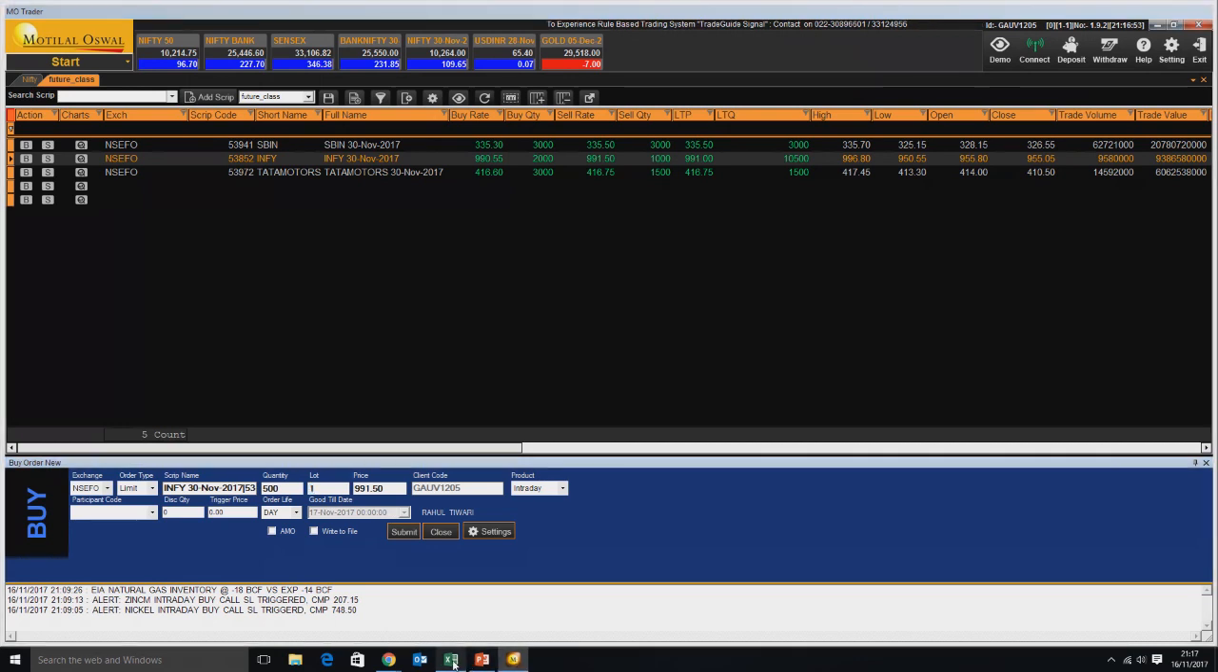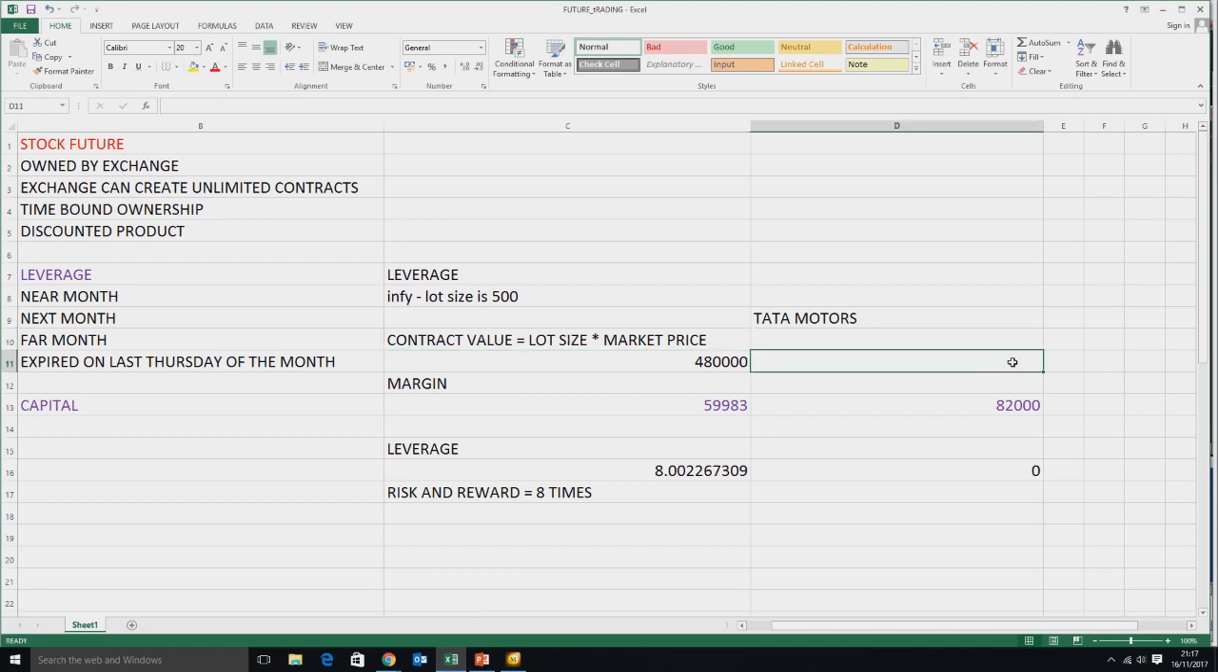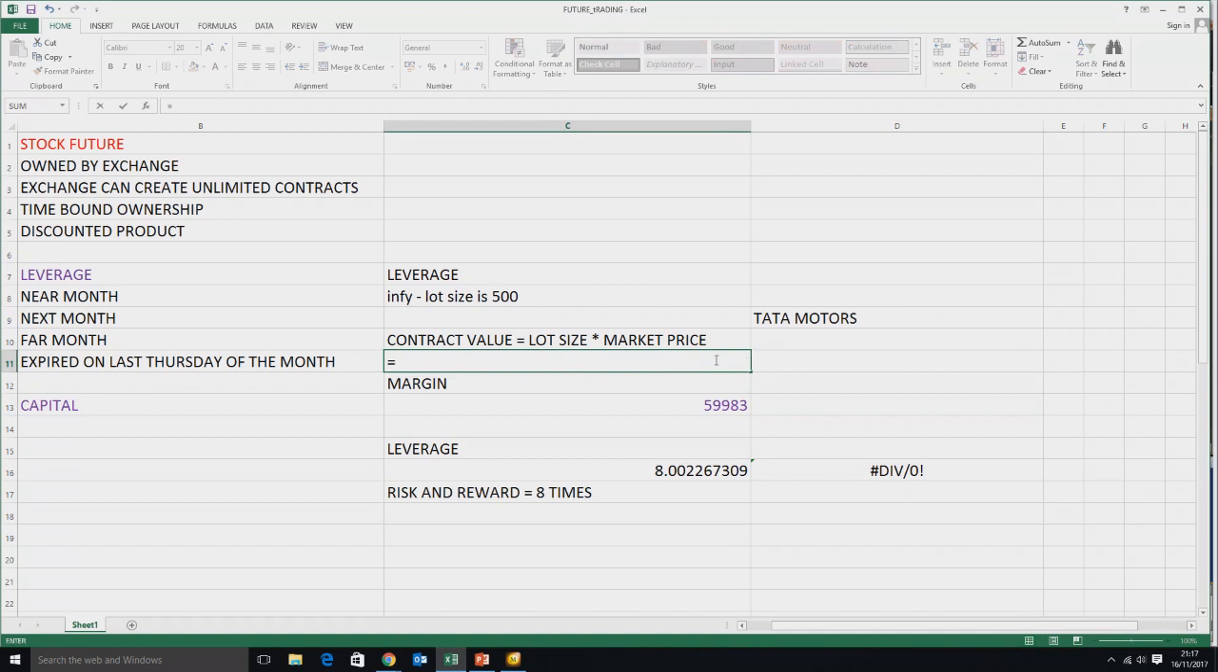So what would be your contract value? What would be the contract value for Infosys? It will be equal to lot size, which is 500, multiplied by market price, say 990 for instance. So the contract value is 4,95,000 for Infosys.